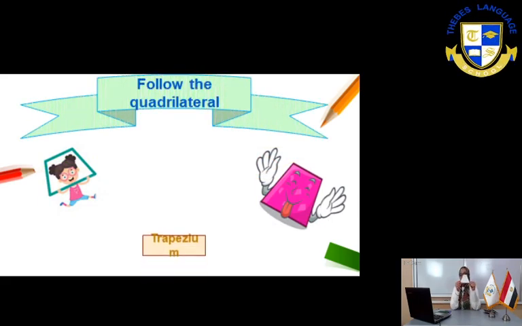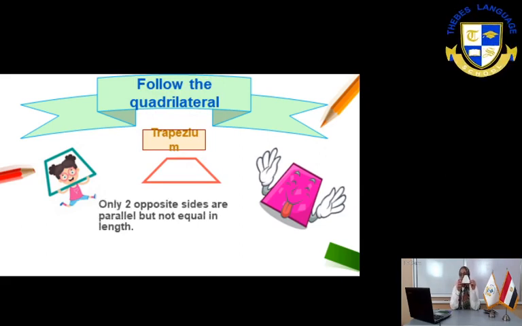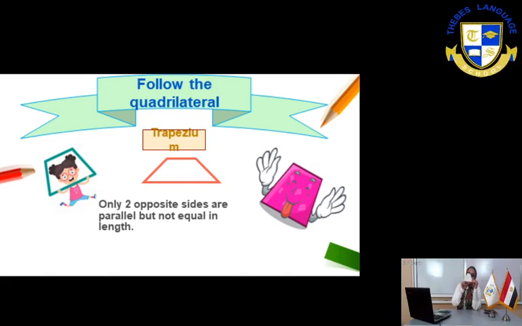It's a trapezium. Trapezium is also a quadrilateral, has 4 sides, 4 angles, 4 vertices. What is the property of a trapezium? It has only 2 opposite sides that are parallel and not equal. This side and that side, they are opposite. These 2 opposite sides are parallel, never intersect, but not equal. You see, this is a short side and this is a long side. So the 2 opposite sides are parallel but not equal in length. These are all the polygons which we have.